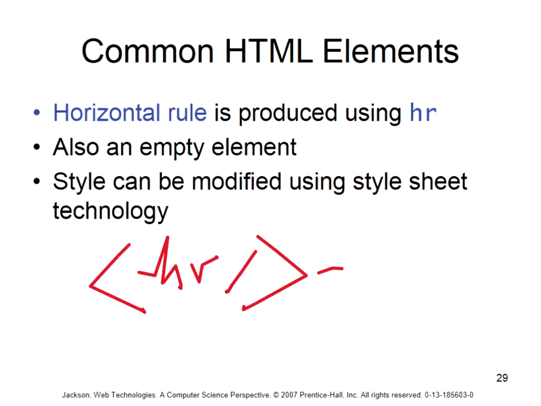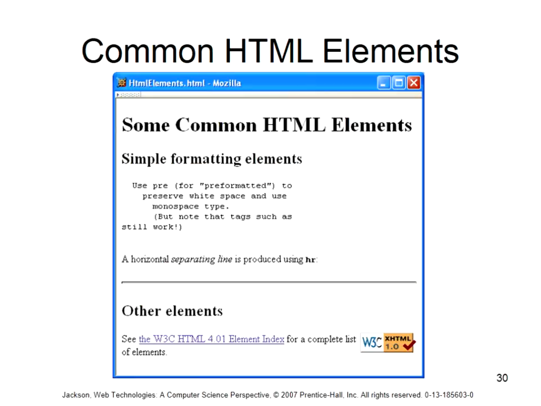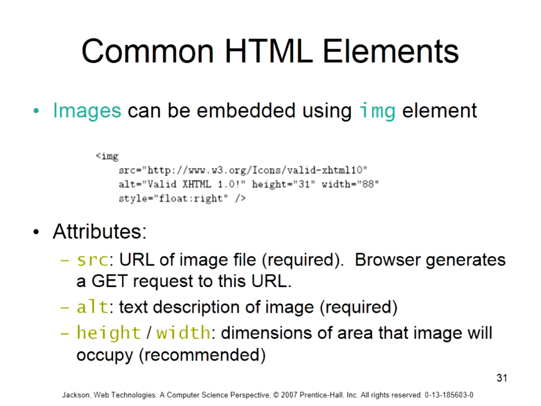So HR produces what? A horizontal rule, like this, in our web page. Another example of an empty element, BR, very good. So BR is an example of an empty element.